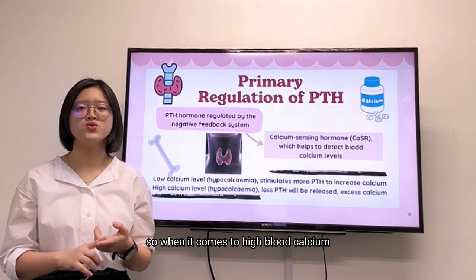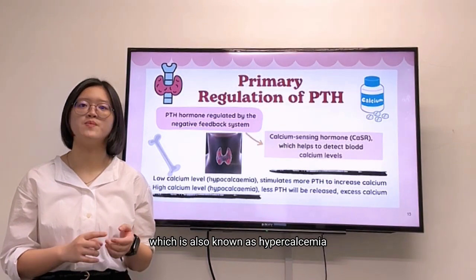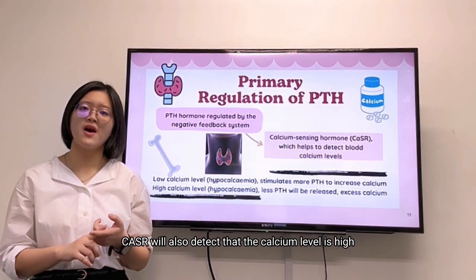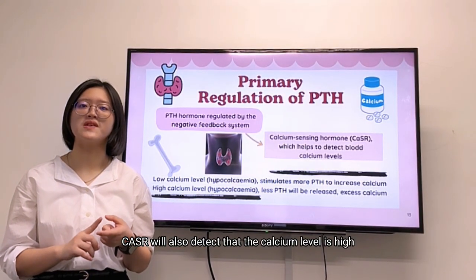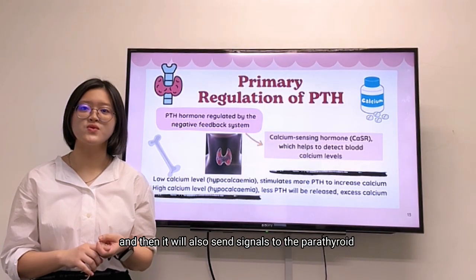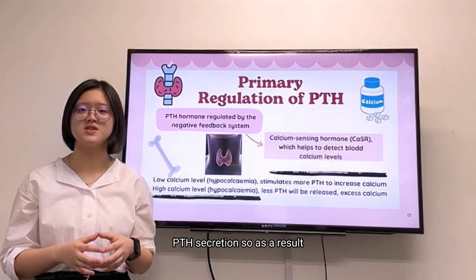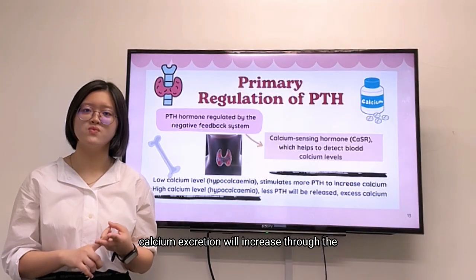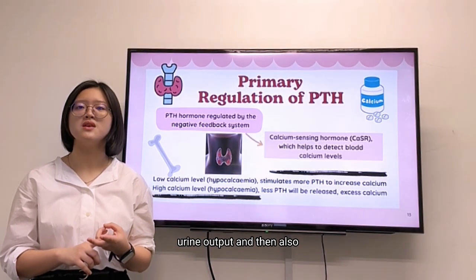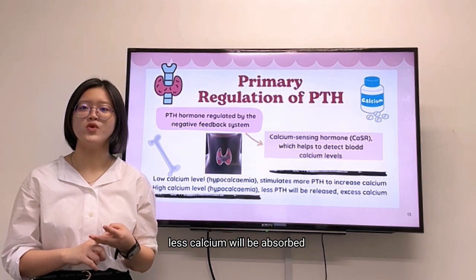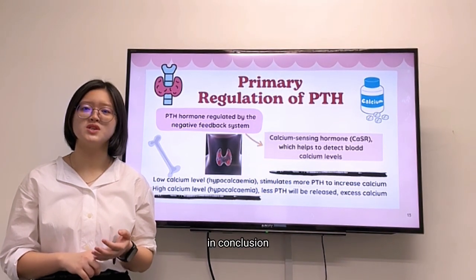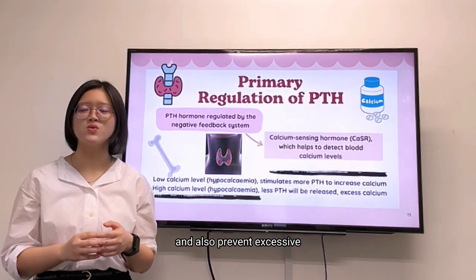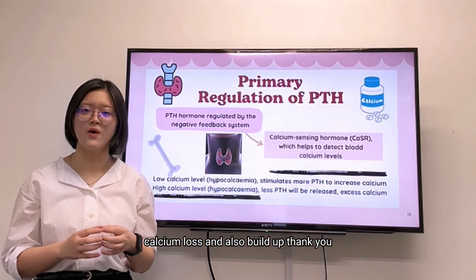So when it comes to high blood calcium, which is also known as hypercalcemia, this will lead to less PTH being released. The CaSR will detect that the calcium level is high, and then it will send signals to the parathyroid glands to reduce the PTH secretion. As a result, bone resorption will decrease, calcium excretion will increase through the urine output, and in the intestine, less calcium will be absorbed. So in conclusion, this negative feedback system ensures that calcium levels stay within the normal range, and also prevents excessive calcium loss and build up.